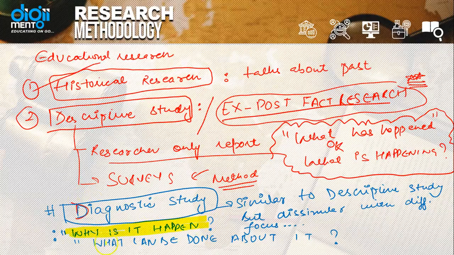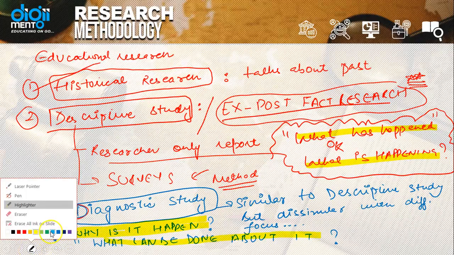So the first question is, why did it happen? In the descriptive study, the questions are like, what has happened and what is happening nowadays? And in the diagnostic study, these questions are also there, what has happened and what is happening. But after that, some more questions also arise, like why did it happen and what can be done about it. It means that it aims at identifying the cause of the problem and gives possible solutions as much as it can.